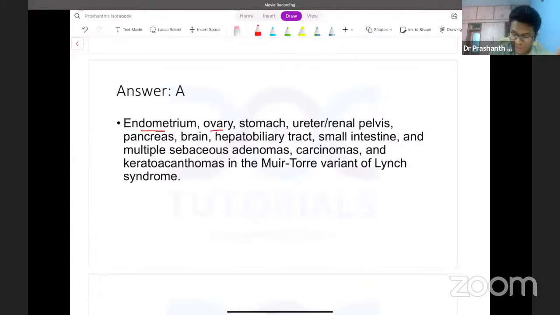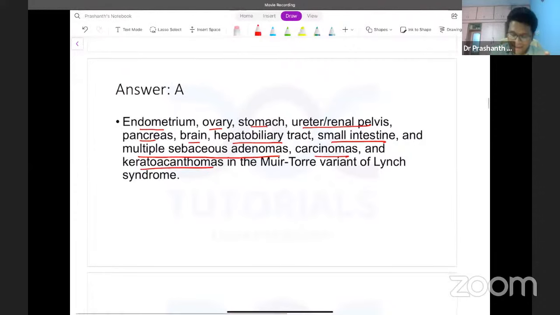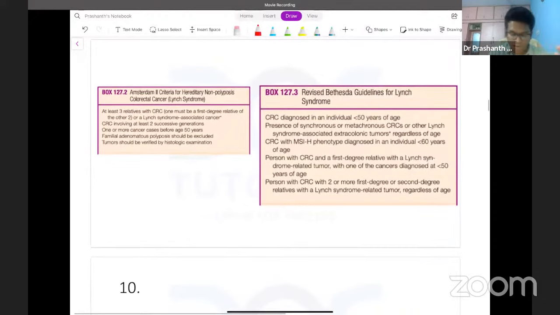Endometrial malignancy, ovarian, stomach, ureter and renal pelvis, pancreatic, brain and hepatobiliary tract, small bowel, and multiple sebaceous adenomas or carcinomas and keratoacanthomas are all the different combos that they might mention to give you a clue that you'll have to look for Lynch syndrome, that is HNPCC. Then the question goes towards either using Amsterdam criteria or revised Bethesda guidelines to evaluate for these specific genetic ones. Okay, so these are the questions that will be asked on Lynch syndrome.